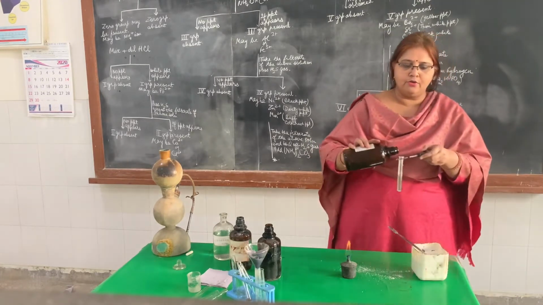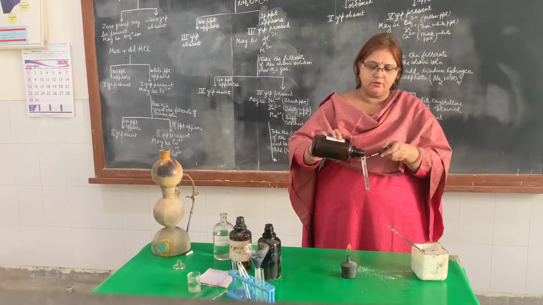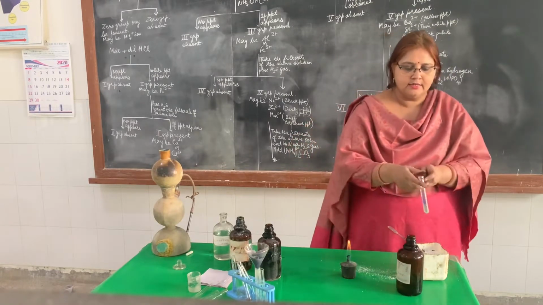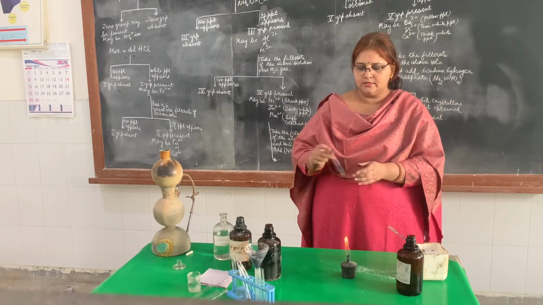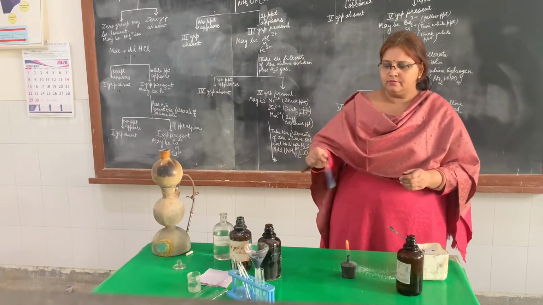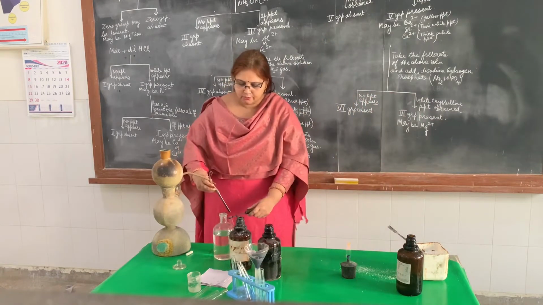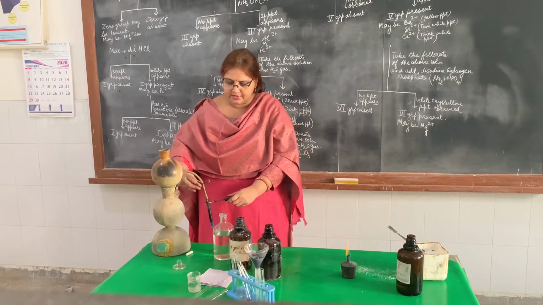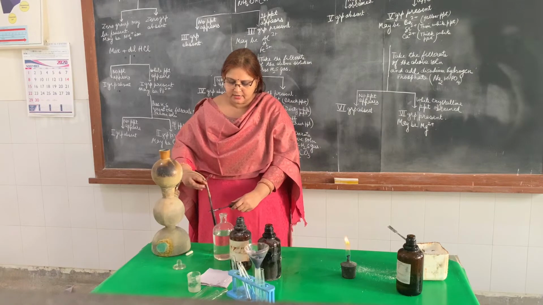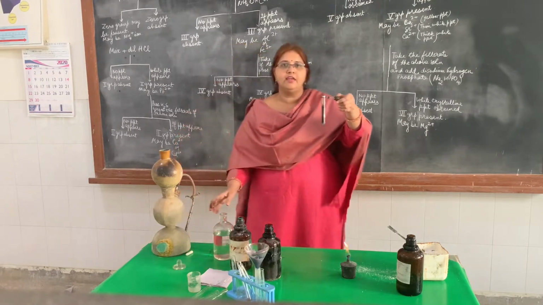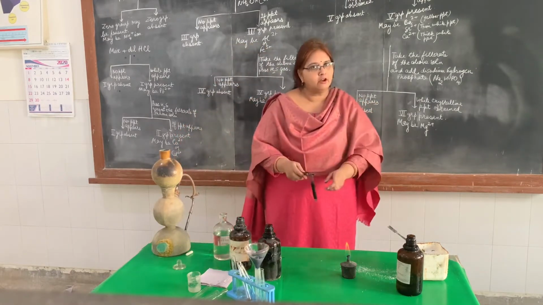Always remember that you have to add ammonium chloride and ammonium hydroxide in excess. Dissolve it completely. Pass H2S gas. For nickel, we will get a black color precipitate of nickel. Filter off the precipitate.